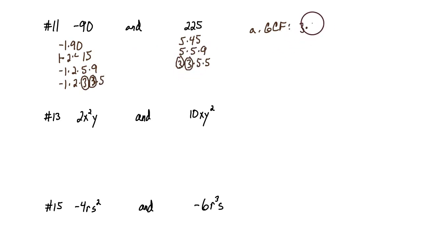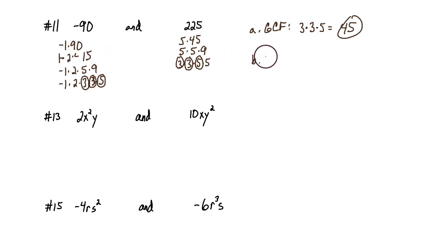So our greatest common factor will have another factor of 3. What about 5? There's a 5 here, and there's a 5 over here. So our greatest common factor will have a factor of 5. 3 times 3 is 9, times 5 is 45. 45 is the largest factor of -90 and of 225.